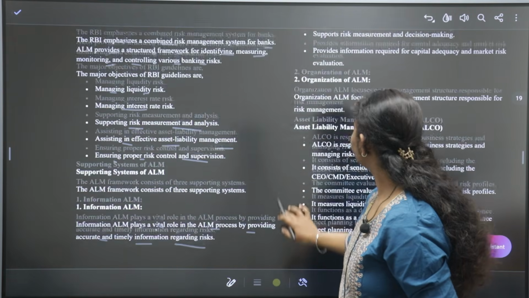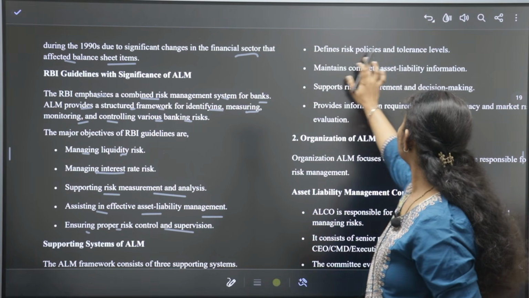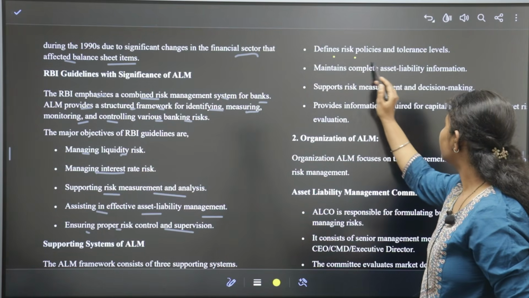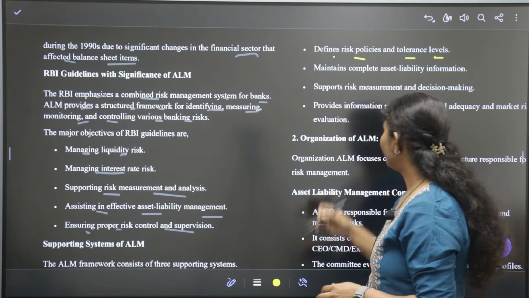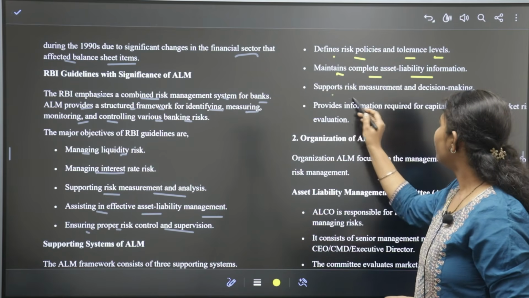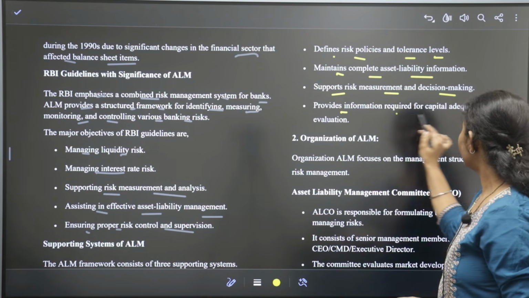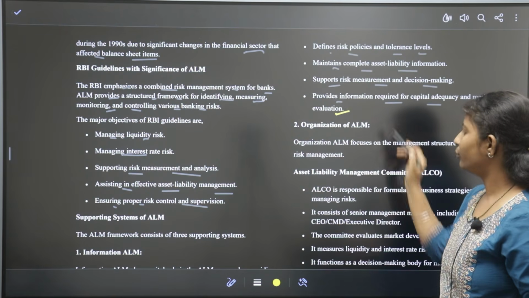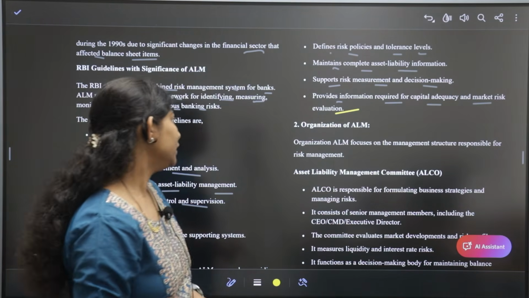Next, it defines risk policies and tolerance levels. ALM also informs the bank of risk policies and tolerance levels well in advance. It maintains complete asset liability information, which is very easy. It supports risk measurement and decision making. It provides information required for capital adequacy and market risk evaluation. In all these things ALM helps the financial institution.